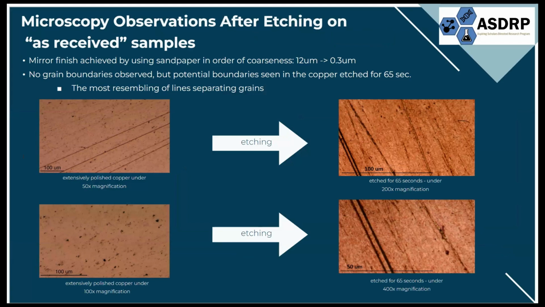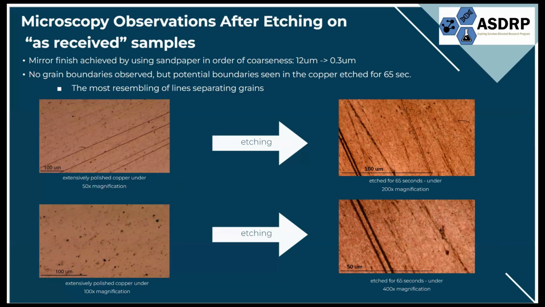This is an attempt to observe grain boundaries. They can vary in structure depending on factors such as grain size and orientation. We have achieved an adequate mirror finish by using sandpaper in order of coarseness, 12 microns to 0.3 microns, but this technique is still in the process of being perfected. The results of the polishing process were then used for etching. These samples were etched as received, meaning that they were not subjected to any heat treatment.